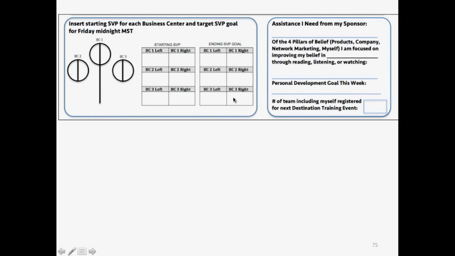Okay, so you have to write in your starting points and then what your goal is for your ending points. And again, points relates to products being ordered by clients and associates. So you plan out your volume. This is a business. You have to know what it takes to make these checks.